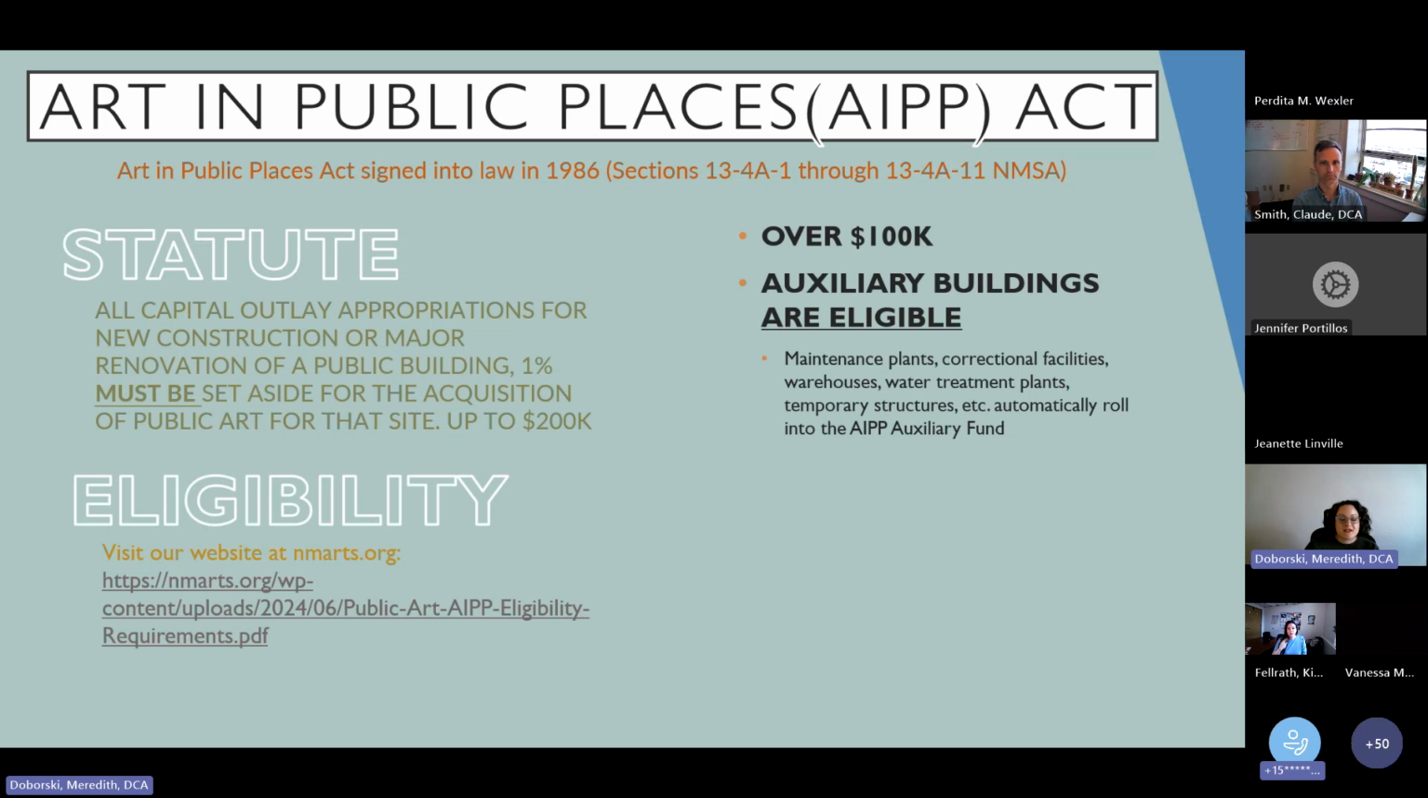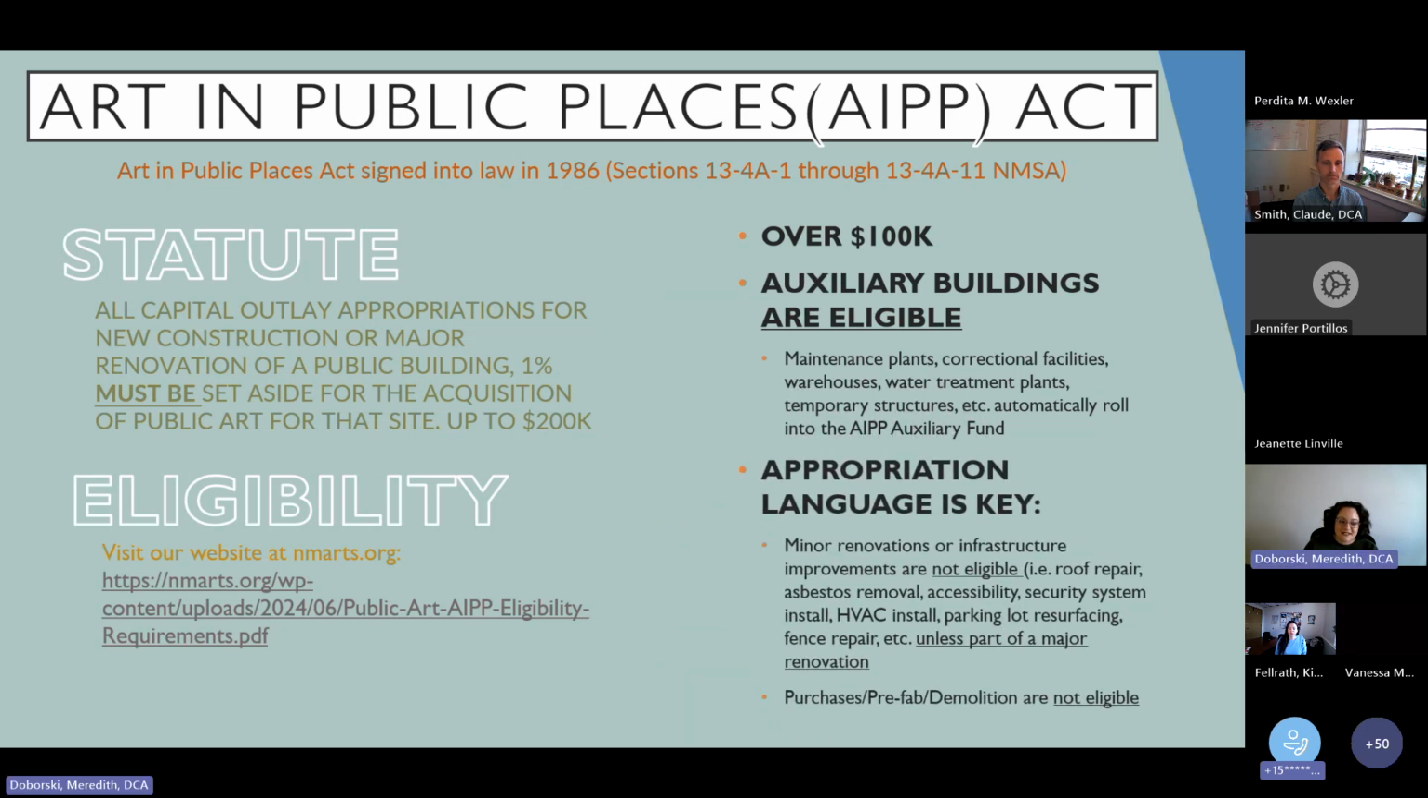So what that means is even though we're taking that 1% for public art, we then automatically roll it into what we call our auxiliary fund. That auxiliary fund means that we can move those funds to a more conducive site. So yes, we're taking 1% for your water treatment plant, but maybe we can move that over to your local library or your senior center, or maybe a local elementary school, and we can do a public art project there.